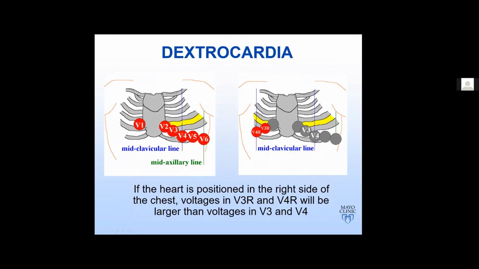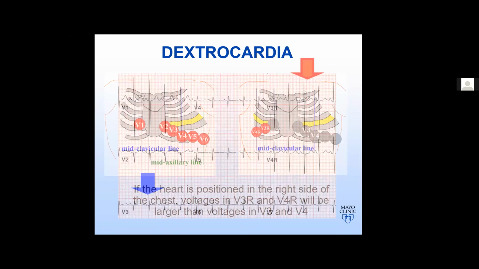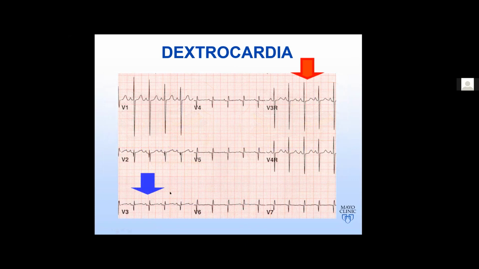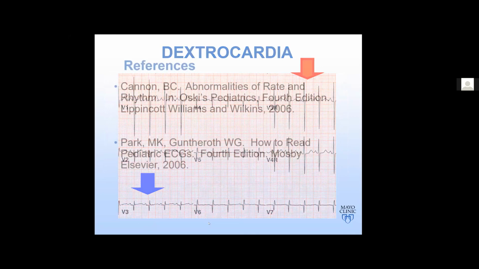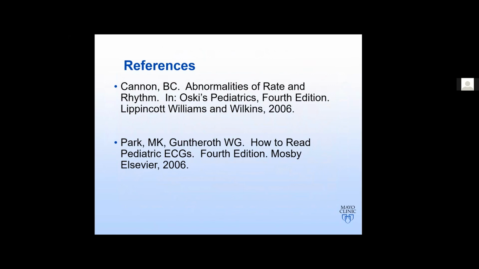So the ECG definition of dextrocardia is if V3R and V4R are bigger than V3 and V4, then the heart's positioned over there. So in this particular instance, if V3R and V4R are bigger than V3 and V4, you've made the diagnosis of dextrocardia based on the ECG. So I've included some references, but hopefully this has been a basic overview of reading a standard ECG.